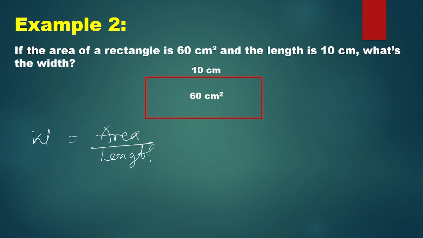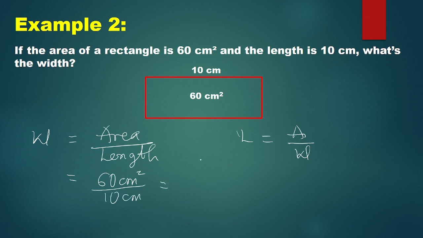This formula also applies when you want to find the length. To find the length, it will just simply be area divided by width. But here we want to find the width. So we simply say 60 centimeters squared divided by 10 centimeter, which simply gives us 6 centimeter. So the width of this rectangle is just simply 6 centimeter.